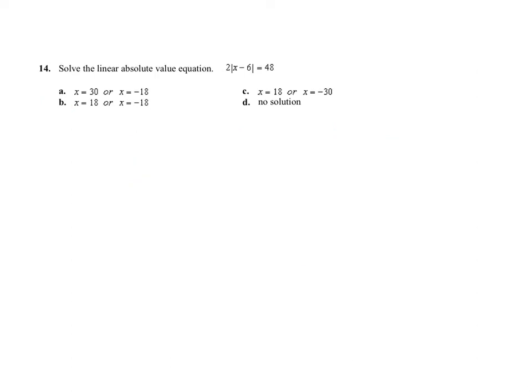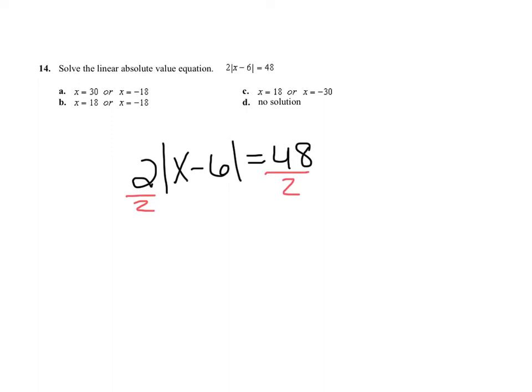Solve the linear absolute value equation. So we have 2 absolute value x minus 6 equals 48. So again, just like before, let's go ahead and isolate that absolute value. How do we do that? Well, we need to get rid of this 2, and you cannot distribute it in. This is multiplication, so how do we undo multiplication? With division, so we're going to divide both sides by 2. That leaves me with absolute value x minus 6 equals 24.